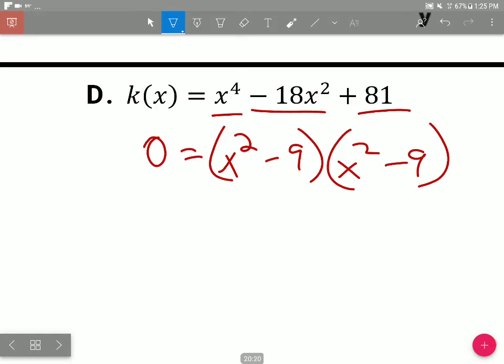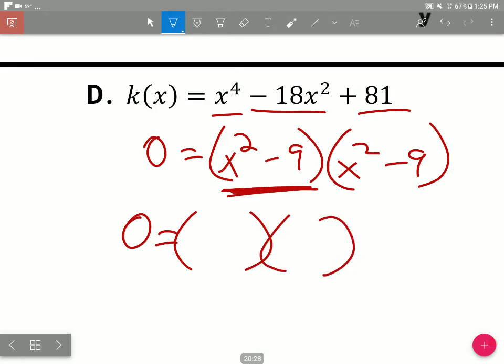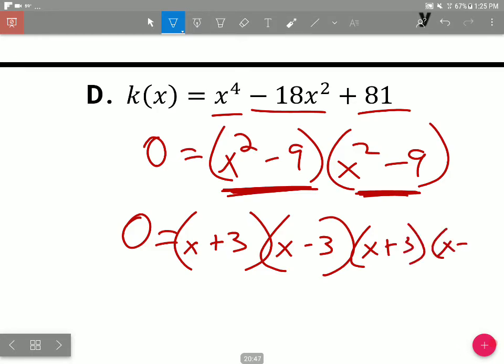Cool. All right. We still got x squared minus... So let's take care of the first one. What does that break down to? X plus or minus 3? Well, is it minus 3, plus 3, or both? Both. It's going to have a positive 3 and a negative 3. Is the second one going to be any different? No. So x plus 3 and x minus 3.